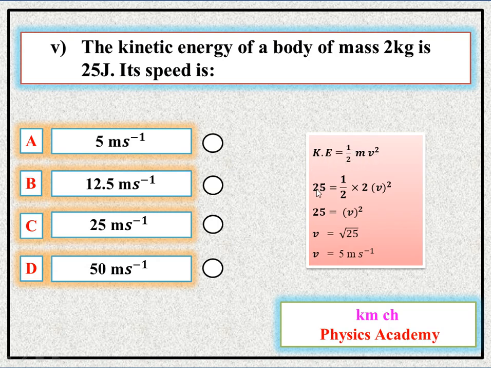Now we know that kinetic energy is equal to 1 over 2 mv square. Kinetic energy is given, 25 joule is equal to 1 over 2 into mass is given, 2 kg, and we have to find velocity. So this 2 will cancel this 2 and we get 25 is equal to v square. Taking square root on both sides, we get v is equal to square root of 25. So v is equal to 5 meter per second. So our option A is correct. So we will fill circle in front of A with black ink.